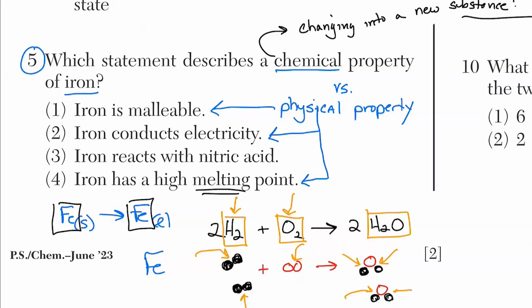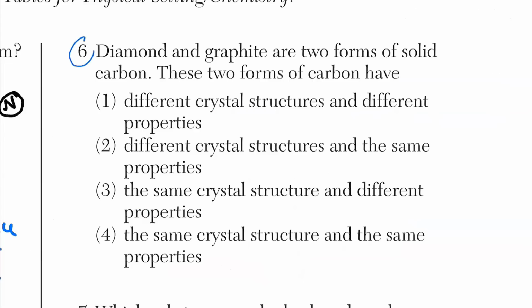And the only choice here that makes sense is iron reacts with nitric acid. Its ability to react like hydrogen and oxygen react, okay, to make something new. So reacting with another compound to make something new is a chemical change. That's why number 5 is 3. On to number 6.